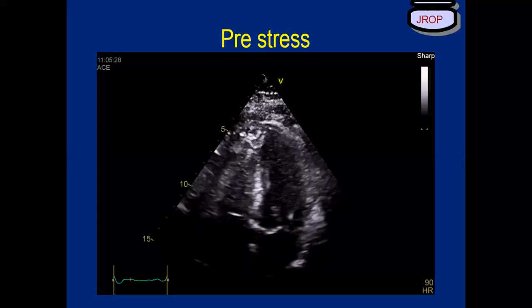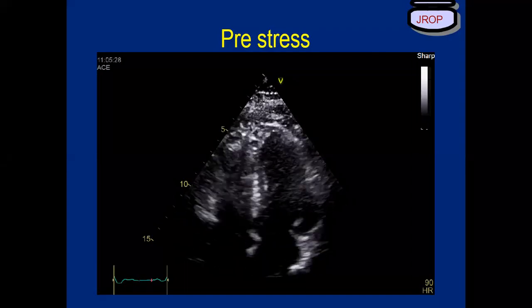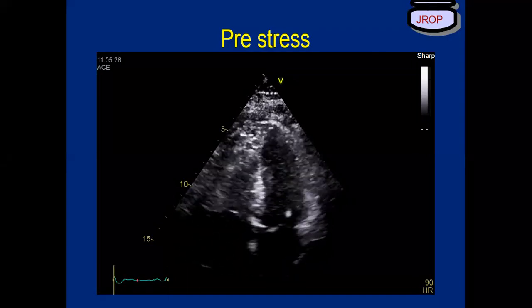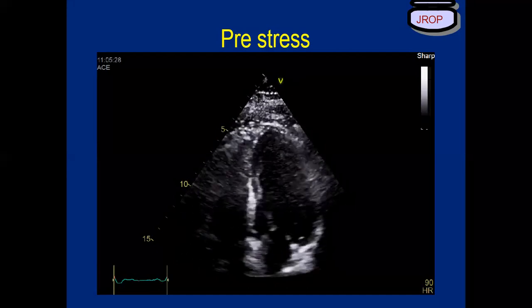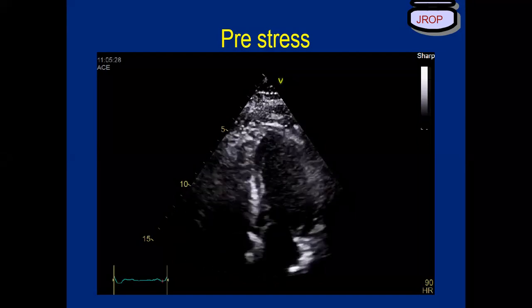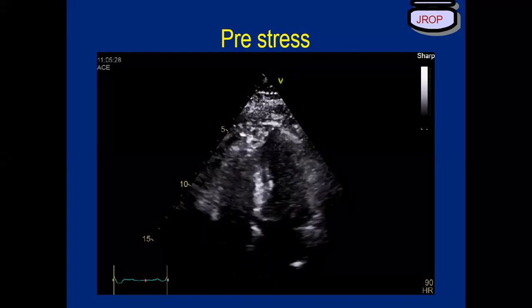Now look very carefully. What do you see in this picture? Thickened mitral leaflet. Apart from the thickened leaflet, what else do you see in this picture? There is a long cord. There is a pretty long cord.